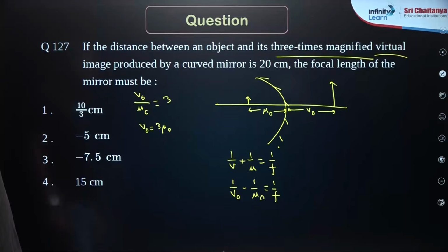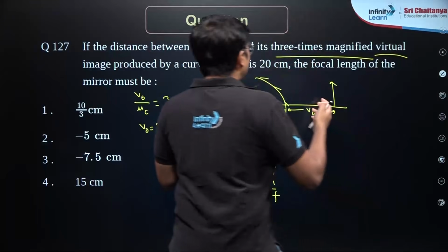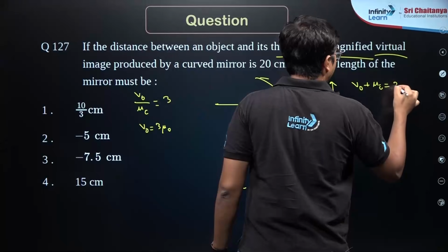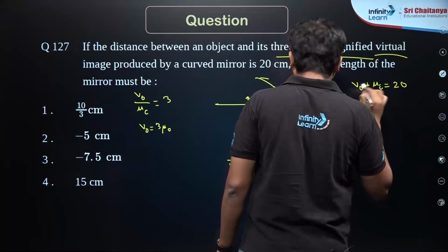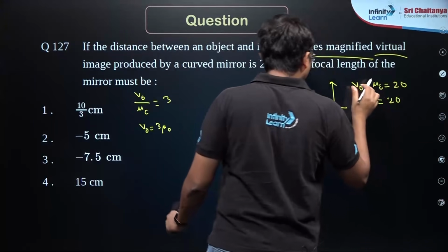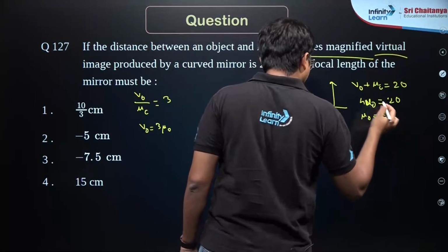So, there's one more thing that's given. The distance between both of them is 20 centimeters. So I know v0 plus u0 is 20. I can take the u0 here and make 4 u0 is 20, because v0 is 3 u0 plus u0. So u0 then is 5.